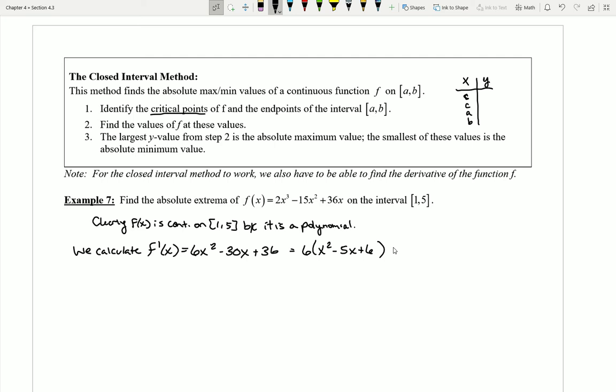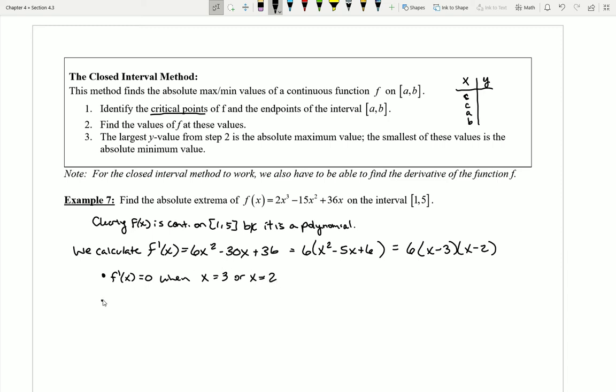And this could actually be factored even further into x, let's see, 6 times x, what would that be? Maybe minus 3 and x minus 2. That could work out beautifully. So now I can go ahead and check to see when my derivative is equal to 0 and when it's undefined. So I'll say f prime of x is equal to 0 when, well, this is pretty easy, whenever this is equal to 0. So this would be when x is equal to 3 or when x is equal to 2.